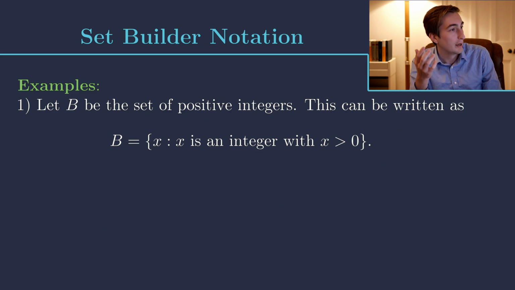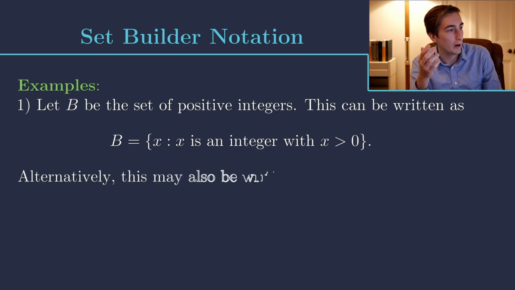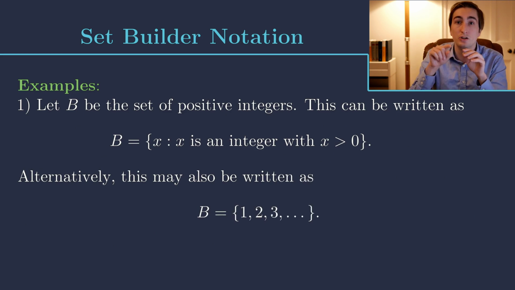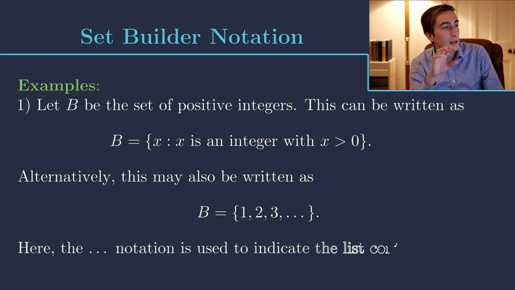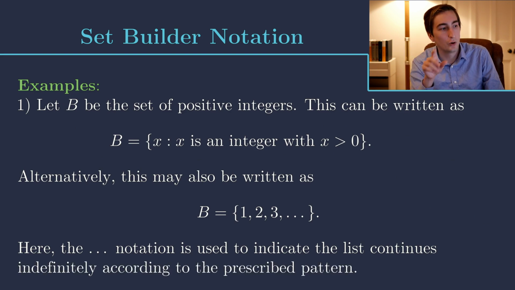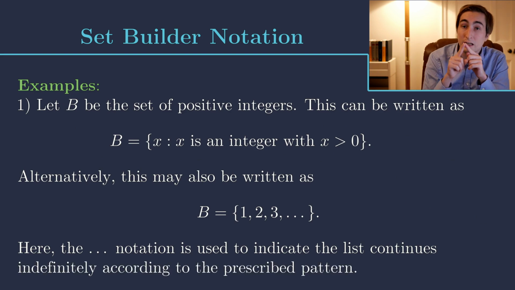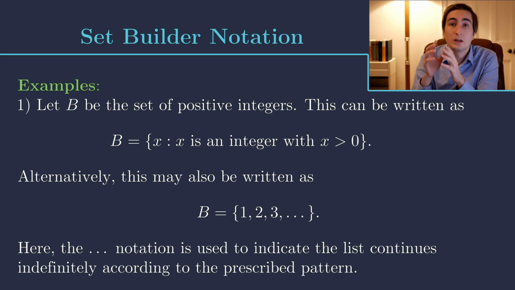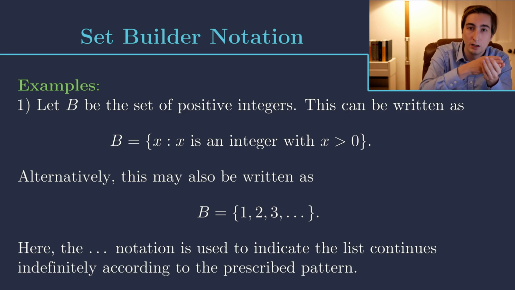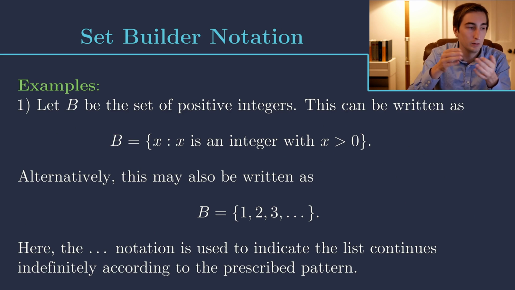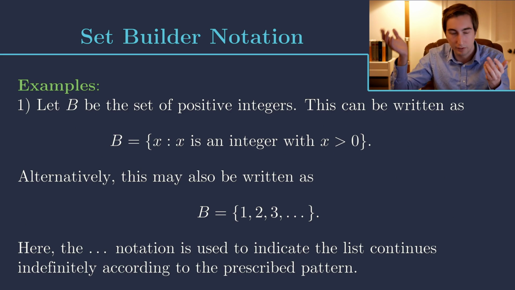But additionally, we can also write it in this other way, where we say let's take B to be 1, 2, 3, and then write this ... notation. And this ... notation is effectively just saying that we continue the list on indefinitely according to the previous pattern. Importantly, we can only use this ... notation if the numbers before follow a very specific, obvious pattern. In this case, the pattern is that I take the previous number, and to get the next number, I just add 1. So after 3 we would get 4, and after 4 we would get 5, and so on.